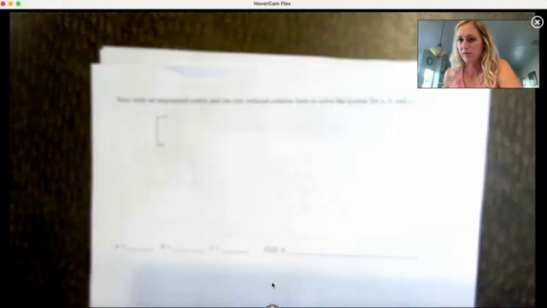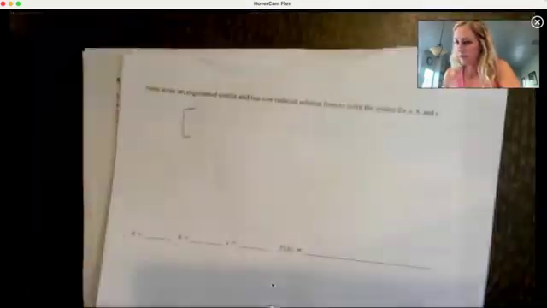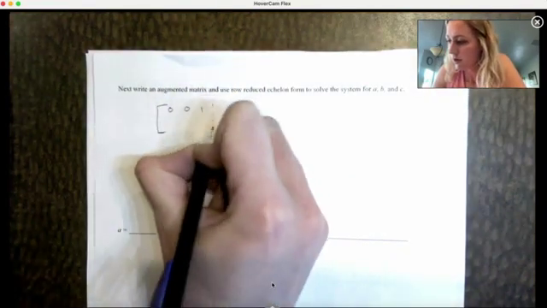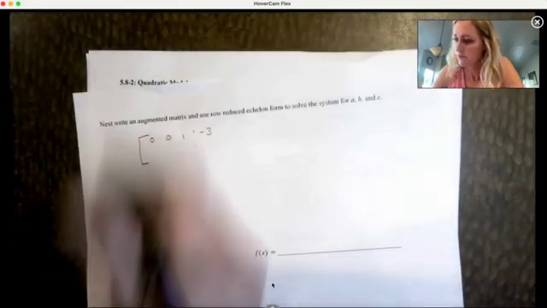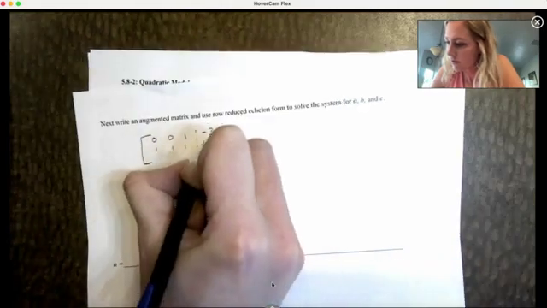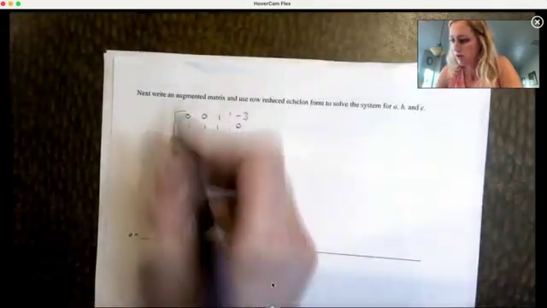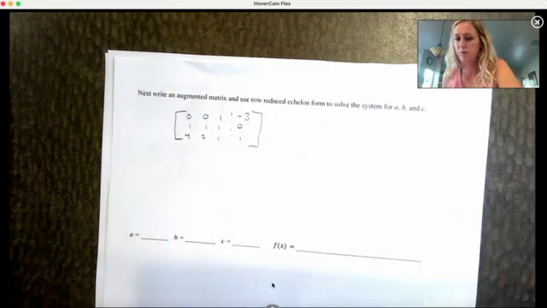Sorry, I'm going to have to do a little flipping back and forth here. We had 0, 0, 1, -3 for our first row. Our second row I think was a bunch of 1s and then a 0, yep. Our last row is 4, 2, 1, 1. All right, so there is my augmented matrix.